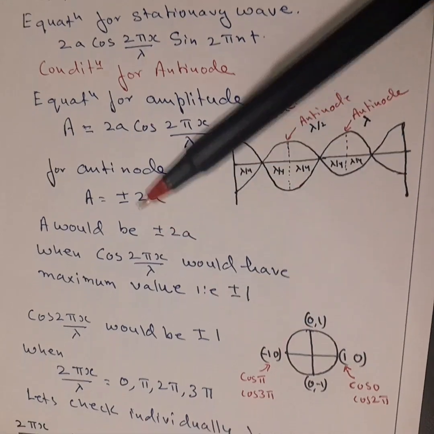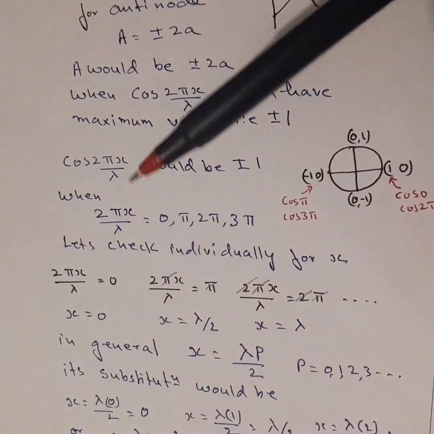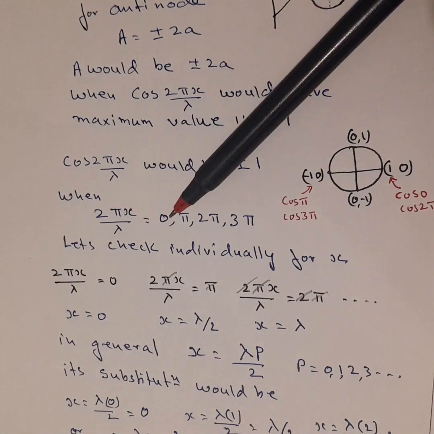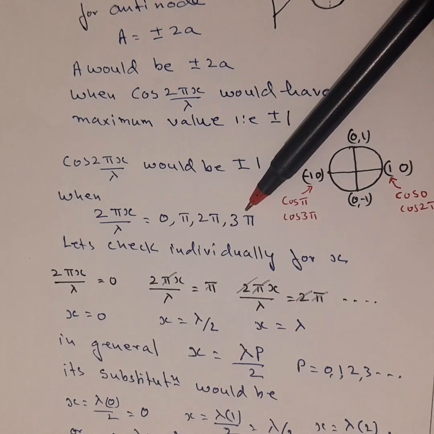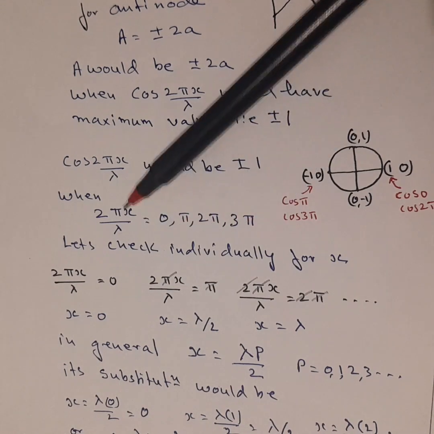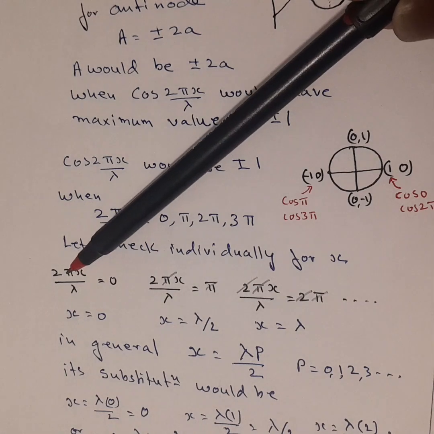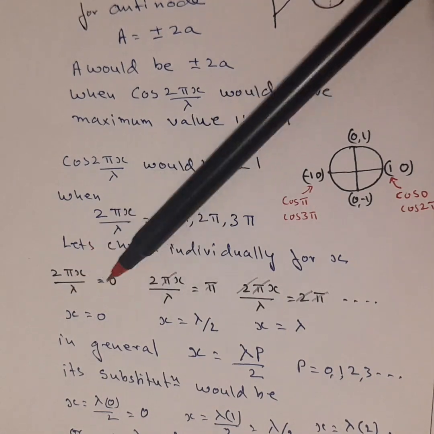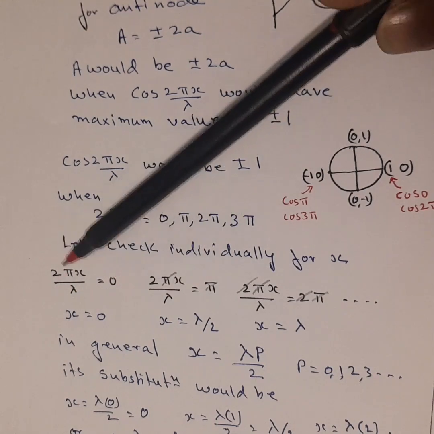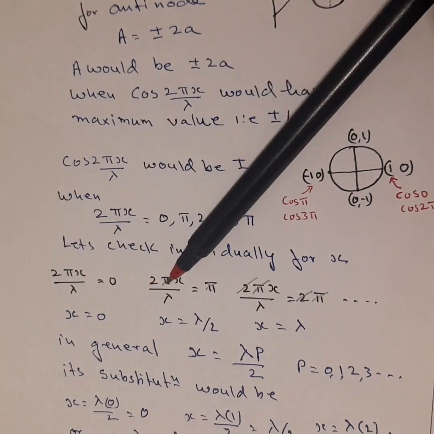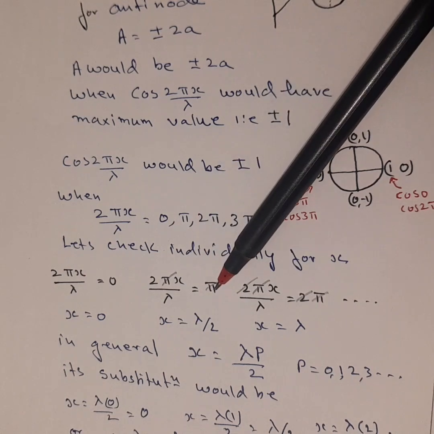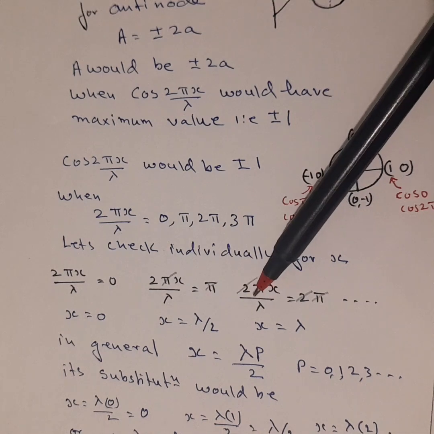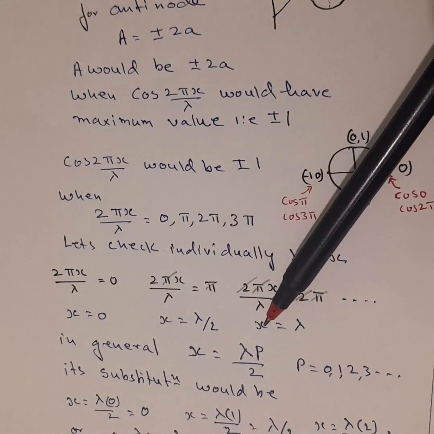Alright. So as we did earlier, cos 2 pi x we can write as 0, pi, 2 pi, 3 pi. Now let's check individually, as we did in the earlier case. So 2 pi x is equal to 0. Obviously x would be 0. This goes here, becomes 0. When we take this value over here, pi gets cancelled, so x is equal to lambda by 2. And again when we take the other value, x is equal to lambda.